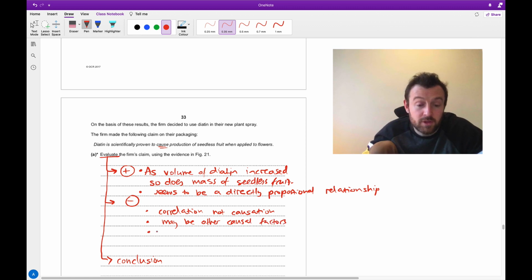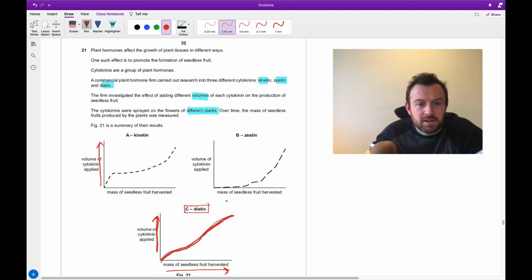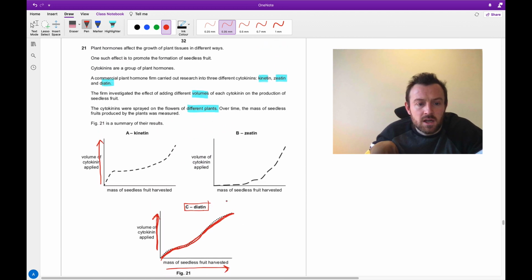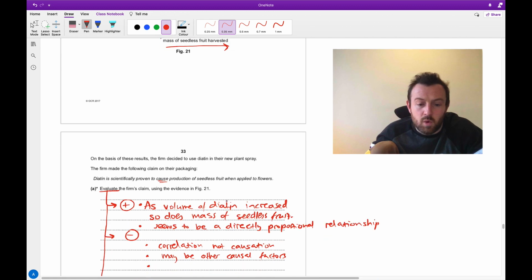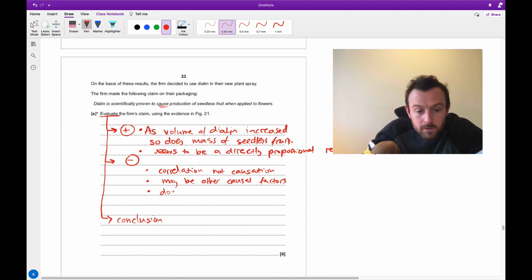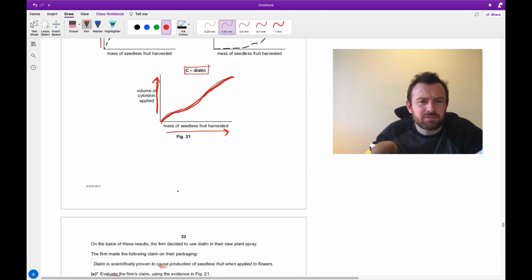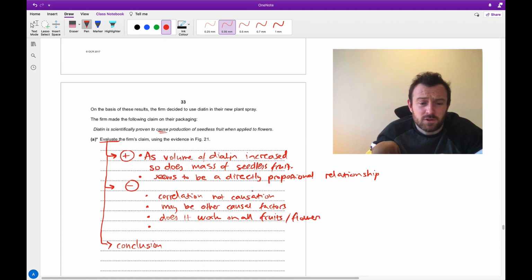Third of all, we don't know how many fruits they've tested it on. Does it work on all fruits or all flowers? Another thing, we don't know the concentration. They just added different volumes of the cytokinin, but we don't know the concentration. Don't know what concentrations it works at.